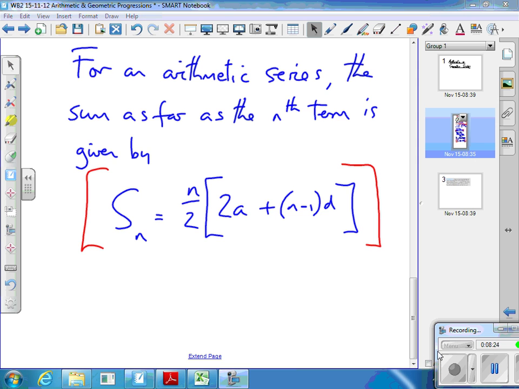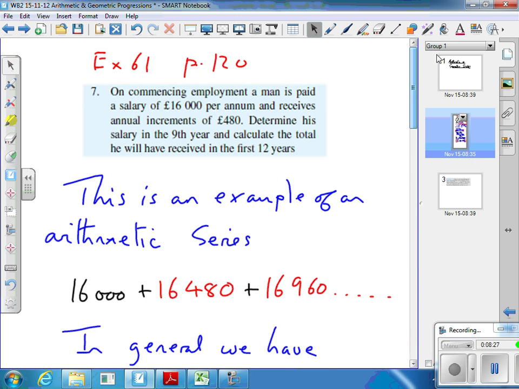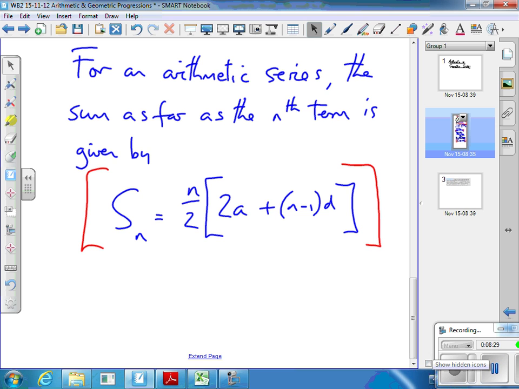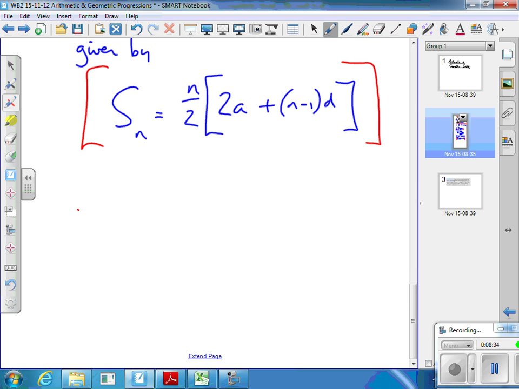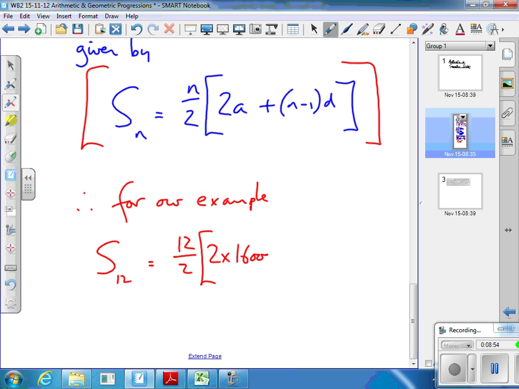So in our example, we want the sum as far as the 12th year, so when n equals 12. So therefore, for our example, the sum as far as the 12th term, and that's how you show it, S subscript 12 equals 12 over 2 brackets 2 times 16,000 plus n minus 1, 12 minus 1 times d, which is 480.